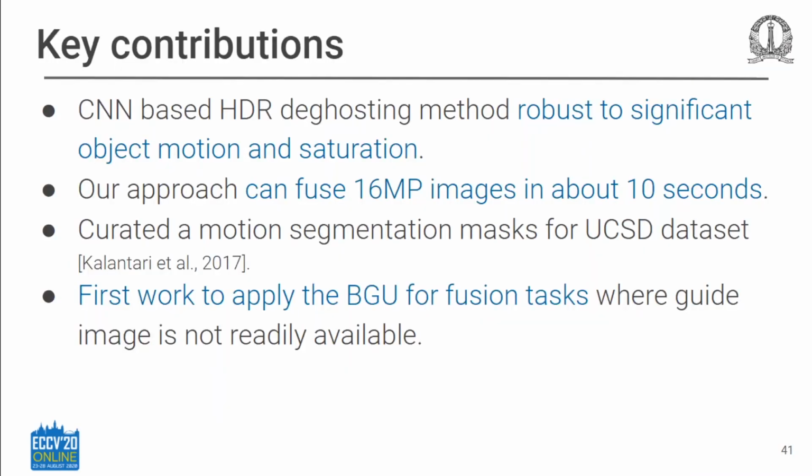In summary, we have presented a novel HDR deghosting method that can improve the state of the art in generating high-quality artifact-free HDR images. Our approach can fuse 16 megapixel images in just about 10 seconds on a GPU with 11 GB memory and achieve state-of-the-art results in publicly available datasets. Additionally, we present annotated motion segmentation maps for the UCSD dataset. We have also demonstrated the use of BGU for tasks where a guide image is not readily available. We hope that our paper will motivate the research community to explore BGU for further fusion tasks.